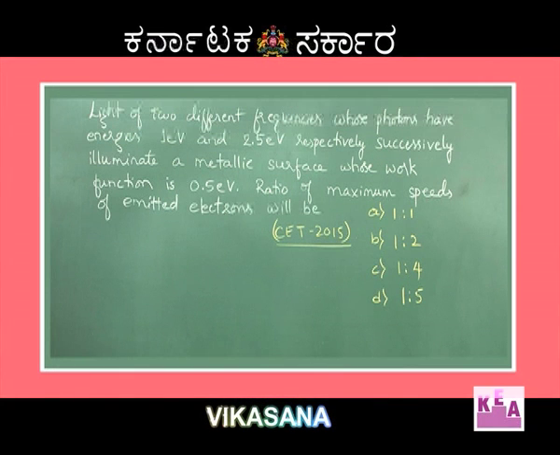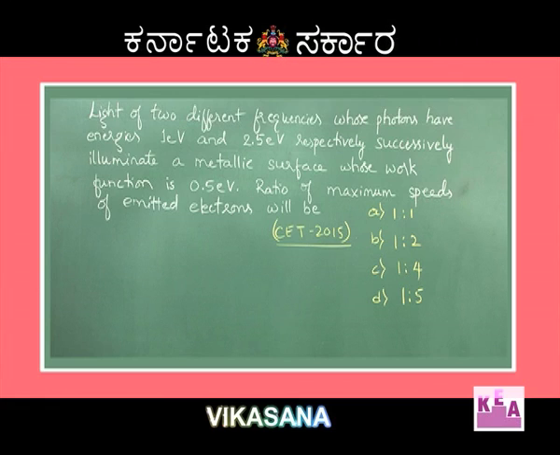Students, I have taken one more problem from the same previous 2015 CET paper. Light of two different frequencies whose photons have energies 1 electron volt and 2.5 electron volt respectively successively illuminate a metallic surface whose work function is 0.5 electron volt. The ratio of maximum speeds of emitted electrons will be: options A 1:1, B 1:2, C 1:4, and D 1:5.